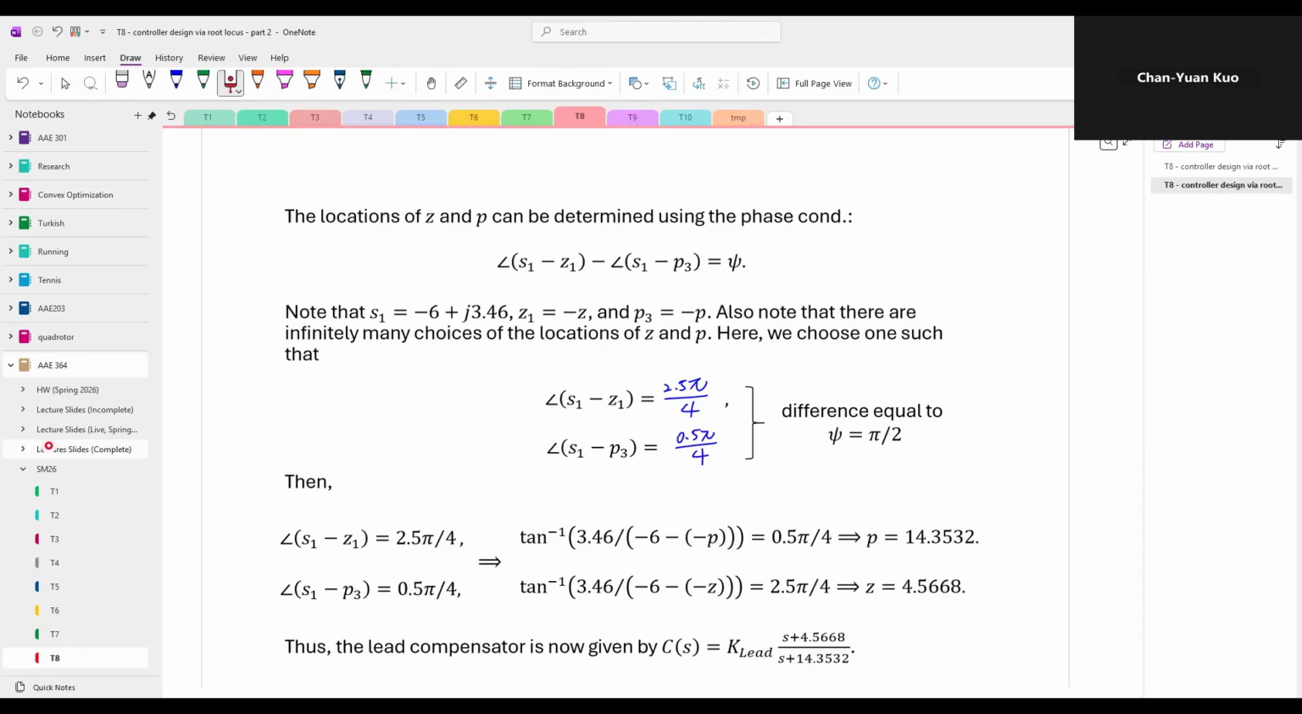And since we already know the desired pole location, the zero and pole must lie on the negative real axis and the phase they each contribute. We can simply substitute these values into the equations. And after doing so, we can see that the zero should be placed at negative 4.5668, and the pole should be placed at negative 14.3532.